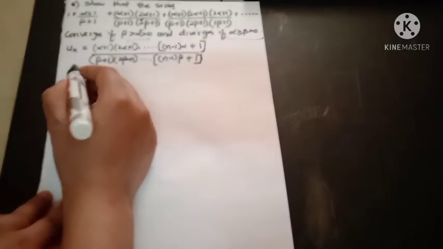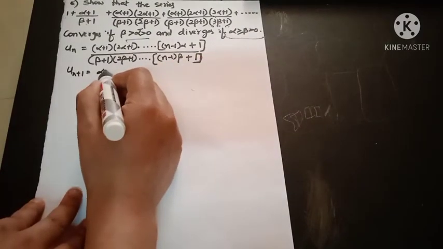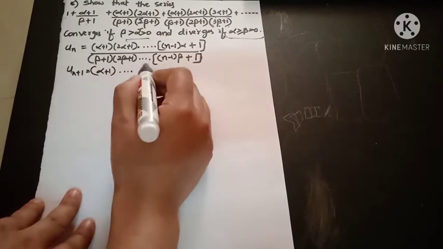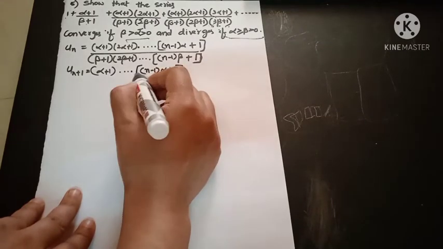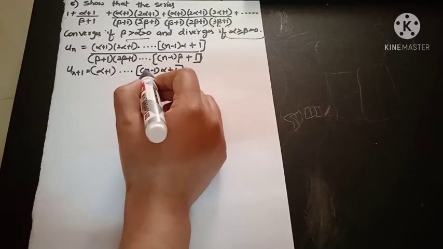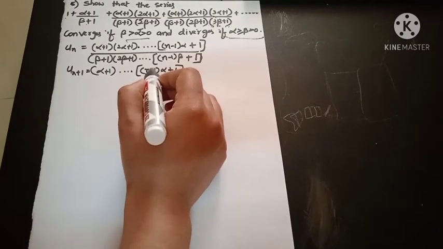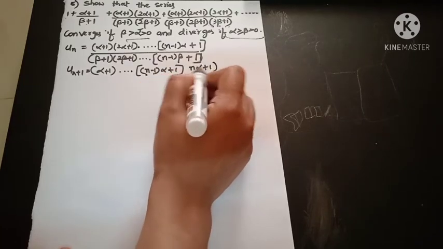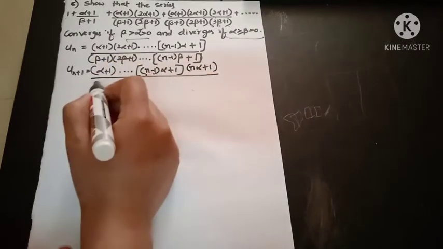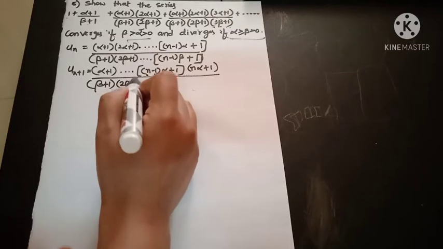So what is the un plus 1? Un plus 1 will be the next term of this series. So this will be alpha plus 1, etc. n minus 1 alpha plus 1, and for the next term, replace n by n plus 1. N plus 1 minus 1 gets cancelled. So we get the next term as n alpha plus 1, divided by the denominator, where we also replace n by n plus 1.